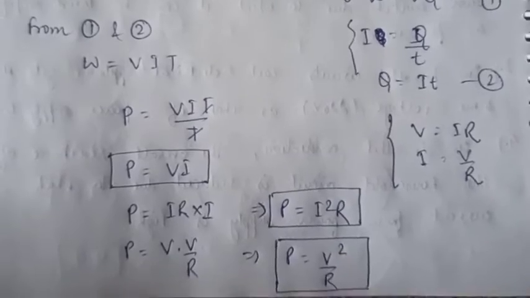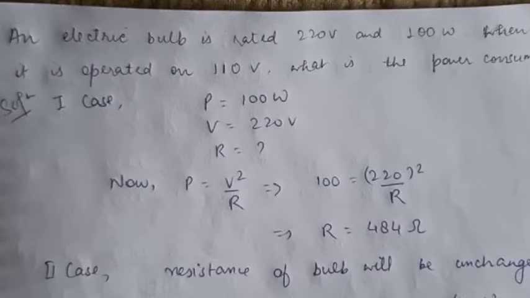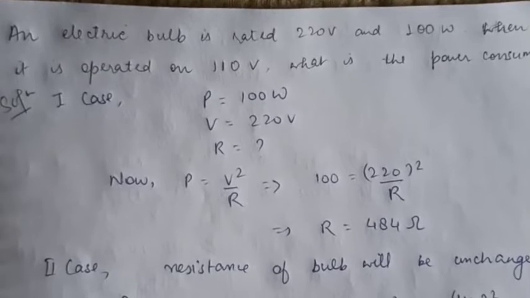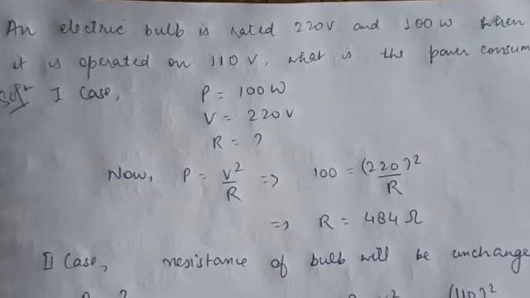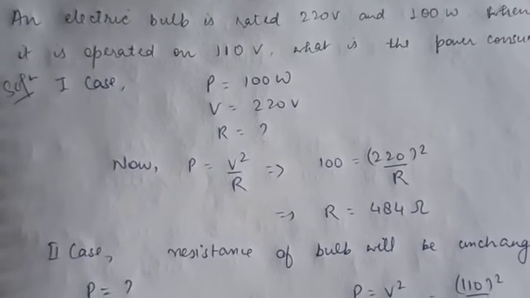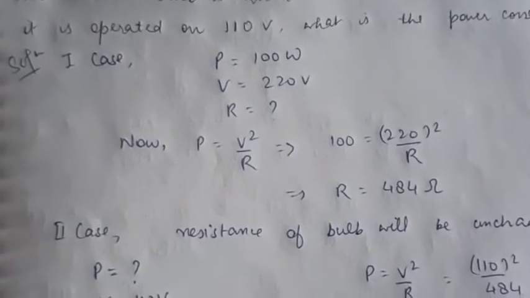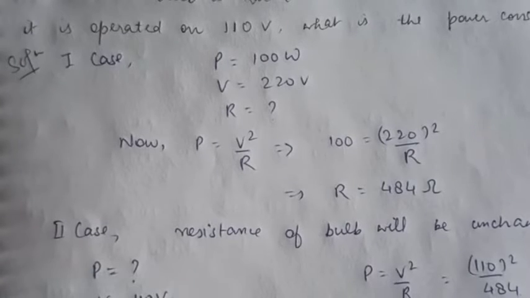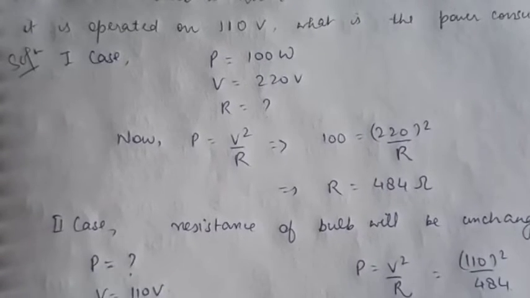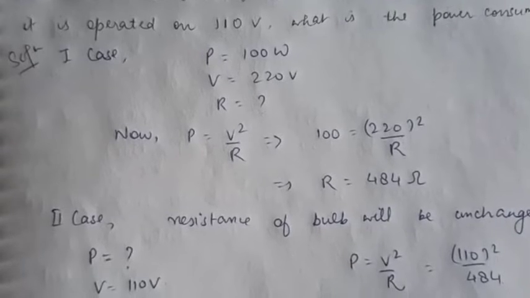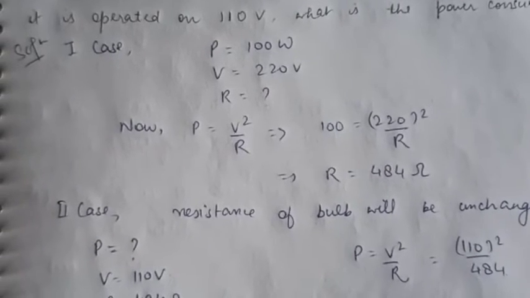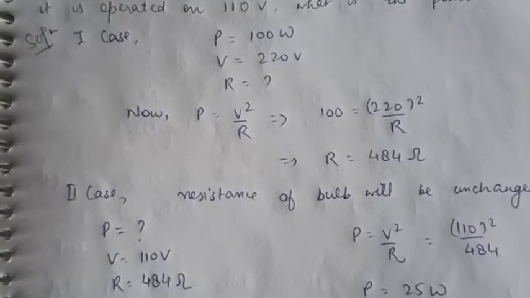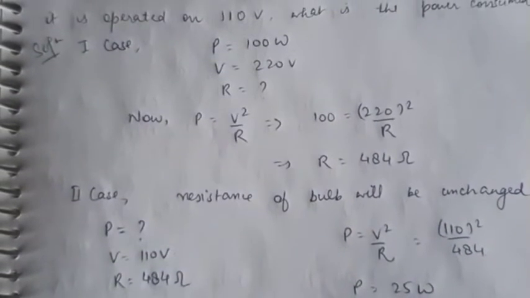Let us see a numerical. There is a numerical that an electric bulb is rated at 220 volt and 100 watt. When it is operated on 110 volt, what is the power consumed? So in the first case, P is equal to 100 watt and V is equal to 220 volt. Now R is equal to what? We know the formula P is equal to V square by R. We know P, we know V, we can easily find R. So R becomes 484 ohm.